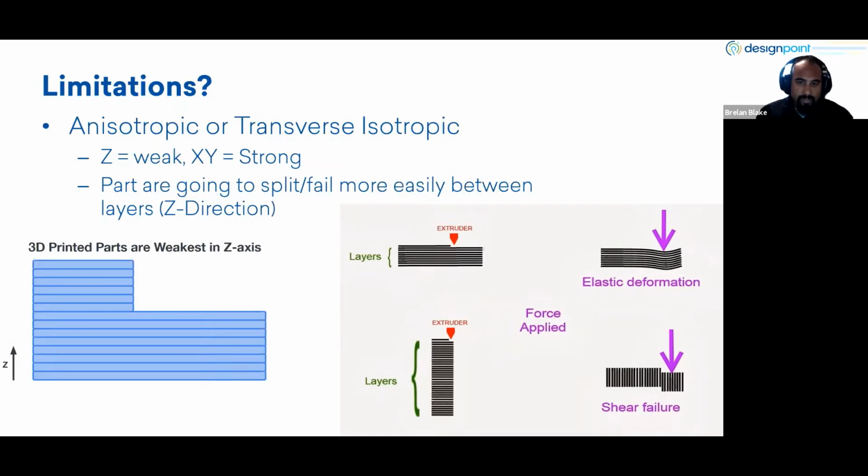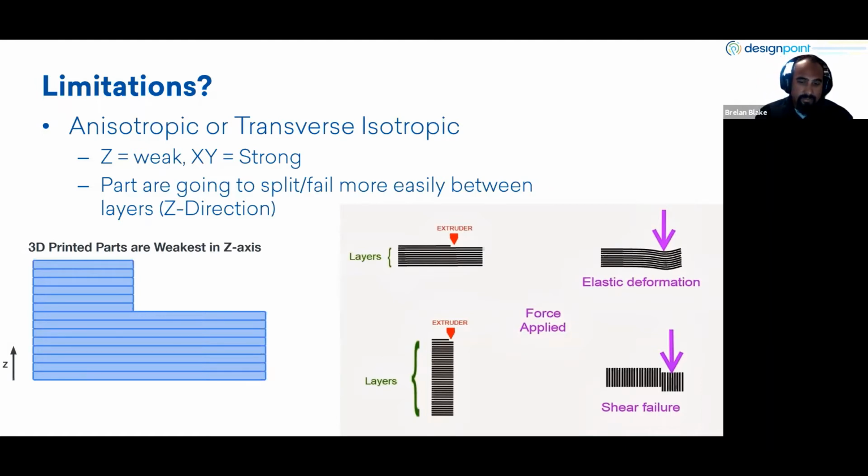But you have to keep in mind in your XY plane, that's where your strength would come from if your nozzle's coming down from the Z-axis. So in our first image here, we're showing that our extruder is printing from the Z-axis. So our weak spot would be the Z-axis if we have any elastic deformation.